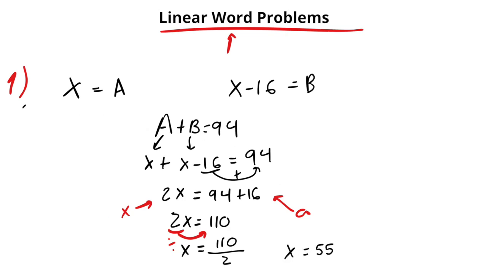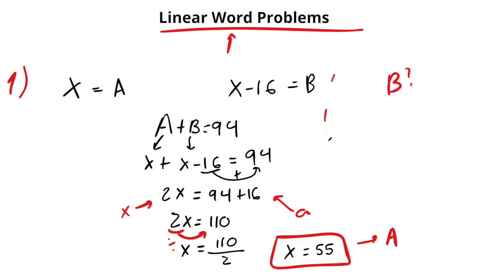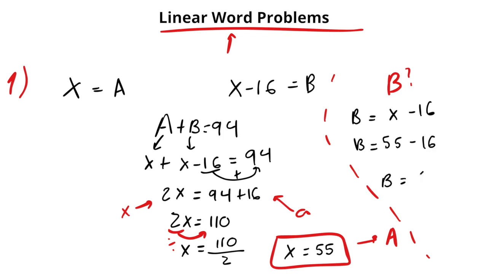Now, what does that mean? I know that x equals 55, of course, we just found it. But that means that is the age of a. We still have to find the age of b. It's not going to be that complex. We just have to apply the fact that b is equal to x minus 16. So b is equal to 55 minus 16. Do the subtraction. How much is it? b is equal, therefore, to 39. There we go. That would be the age of b in this exercise.